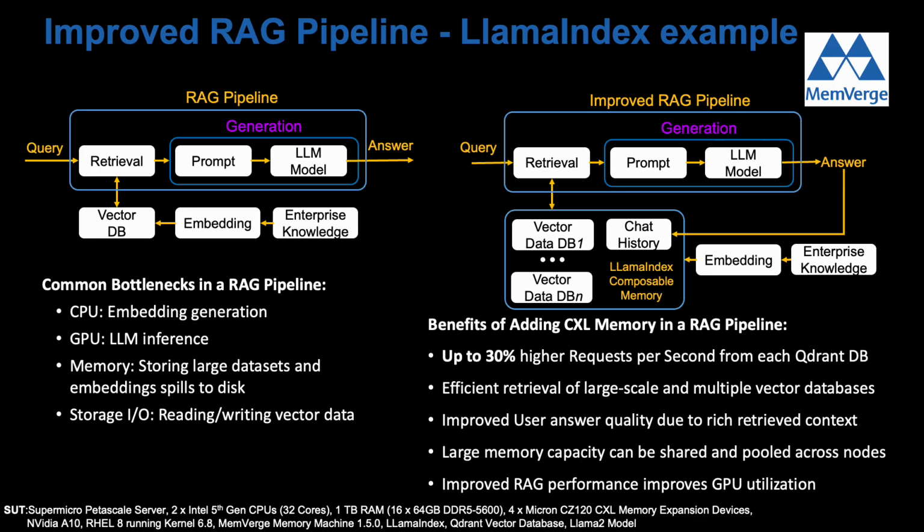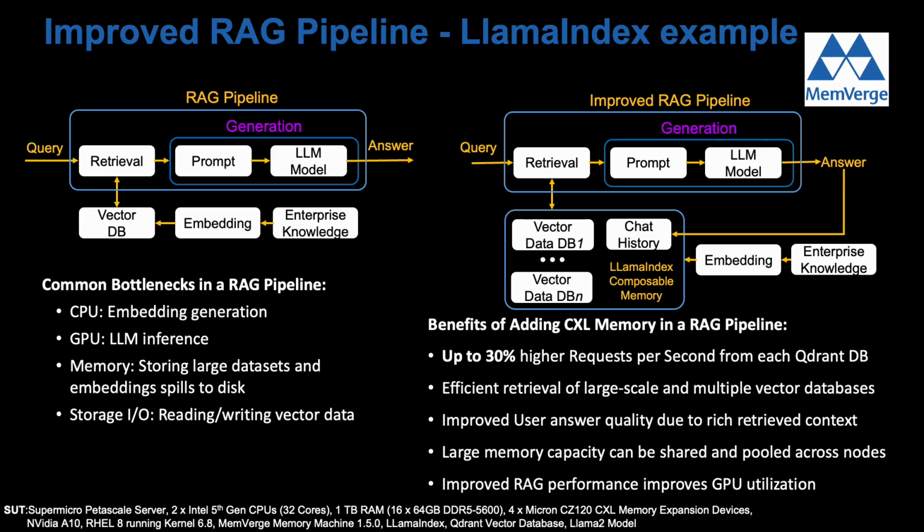Now, the results of this showed that adding CXL devices to the system to not only increase the capacity but also memory bandwidth achieved a 30% improvement to the number of requests per second from the databases. So this efficiently increased the scalability of the databases, and because we had multiple databases, each with a different set of data, we can scale horizontally and vertically.